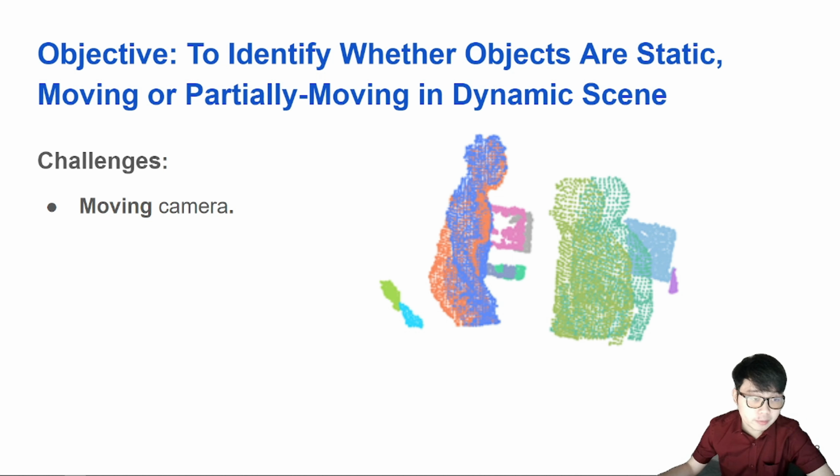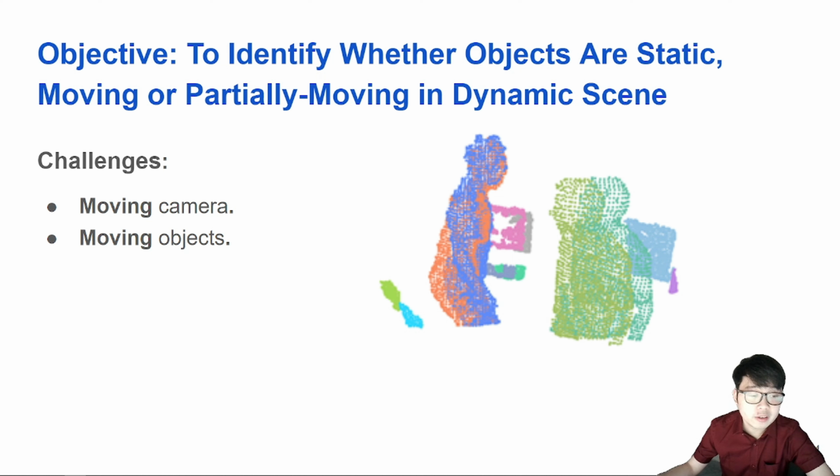To do this work, we realize there are some challenges that we have to deal with. The first challenge is the moving camera. For example, we have the camera mounted on the robot. When the robot moves inside the room or in the indoor environment, the camera is moving with the robot. So it's hard to identify which object is static or which object is moving when the robot is moving. The second challenge is moving objects in the scenes.